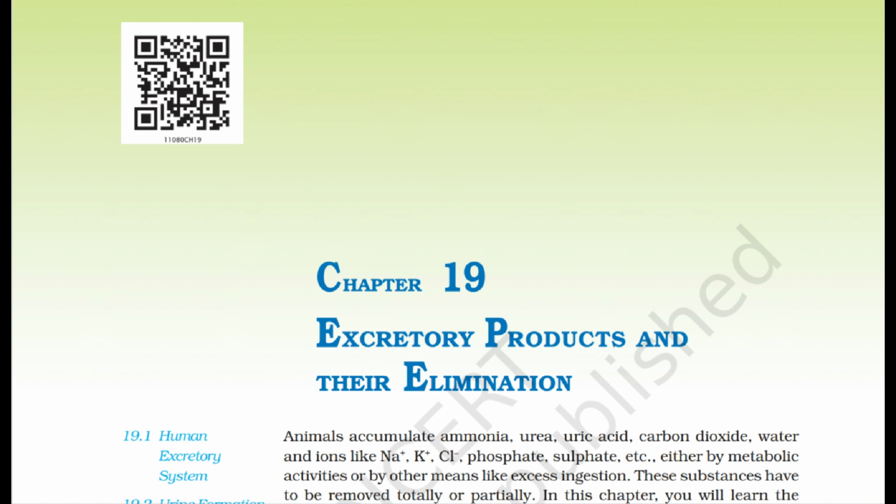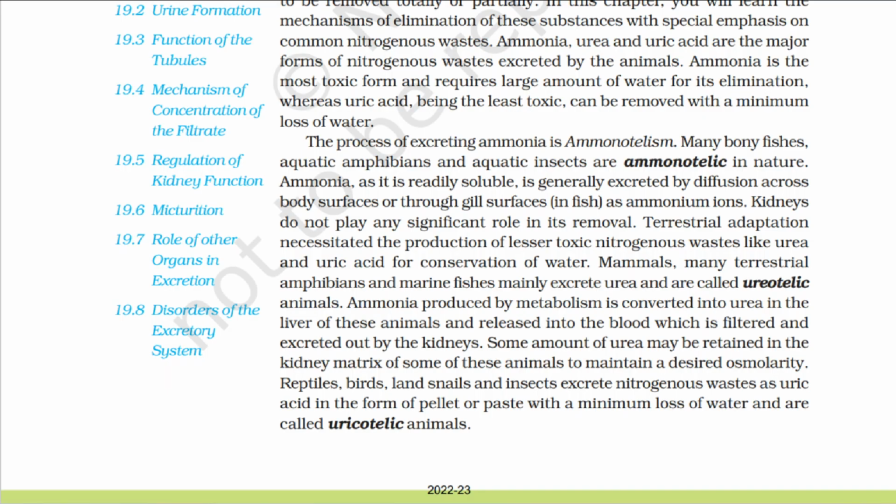Animals accumulate ammonia, urea, uric acid, carbon dioxide, water and ions like Na+, K+, Cl-, phosphate, sulfate, etc., either by metabolic activities or by other means like excess ingestion. These substances have to be removed totally or partially. In this chapter, you will learn the mechanisms of elimination of these substances with special emphasis on common nitrogenous wastes.